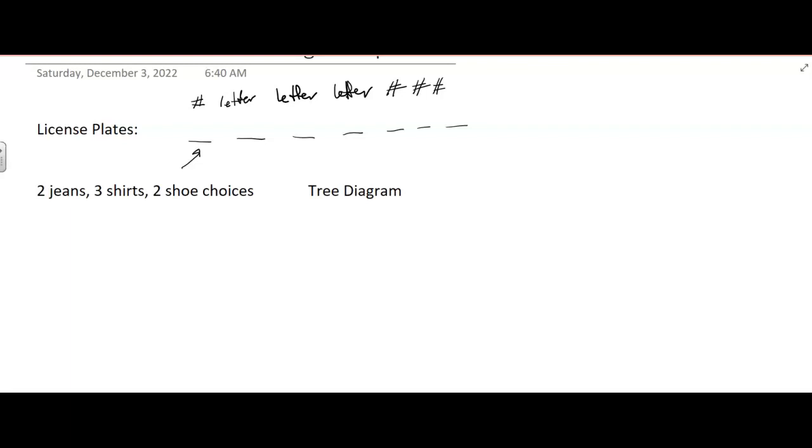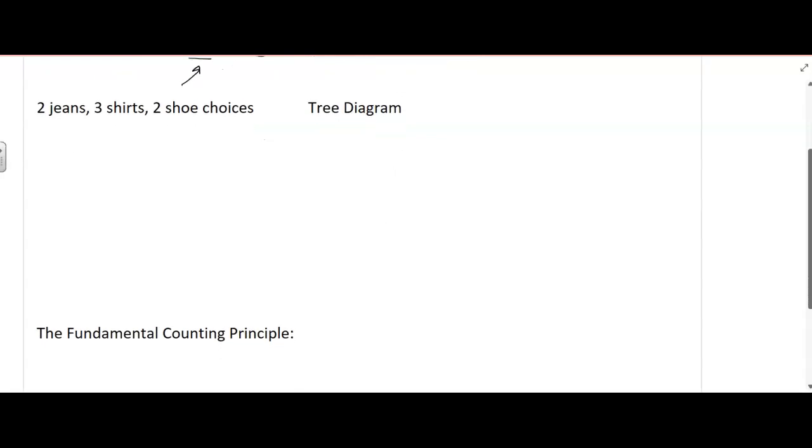So to break this down into a simpler example, we're going to think about getting up and getting dressed in the morning, and you're going to wear a pair of jeans, you're going to wear a shirt, and you're going to wear shoes. Those are your choices, and you want to know how many different outfits you could come up with. So here you are as a person, you're going to wear a hat and get ready for the day.